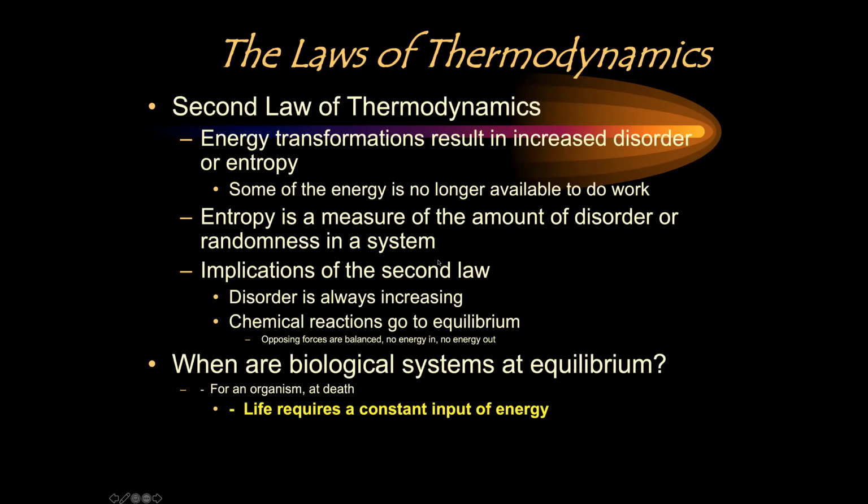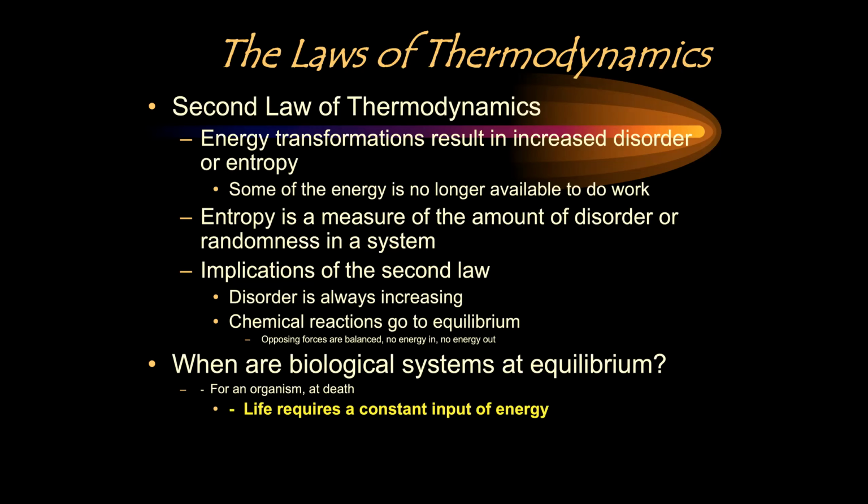Okay, so the second law says that energy transformation results in increased disorder. And some of the energy is lost. It's no longer available to do work. That brings up the term entropy. Entropy is a measure of the amount of disorder or randomness in a system. And all living things are systems.